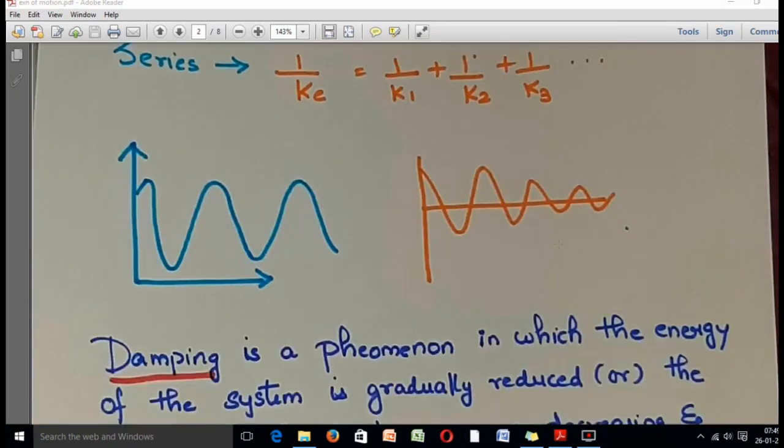In a conservative system, the total energy at any instant is constant. So when I don't have any damping, the vibration continues. And when there is damping, the vibration gradually slows down and it goes to rest. So that is the role of a damper.